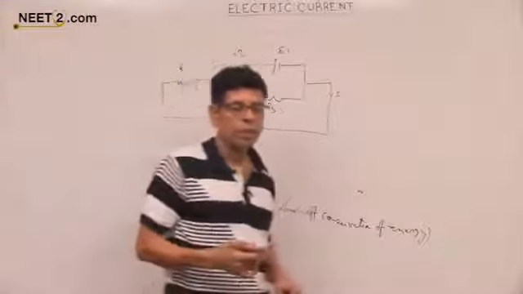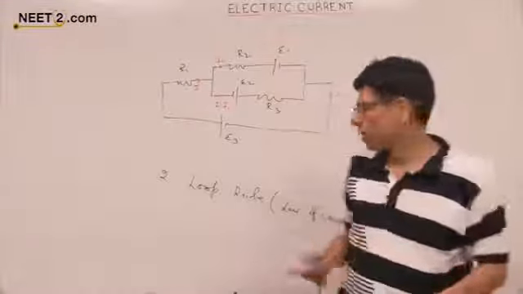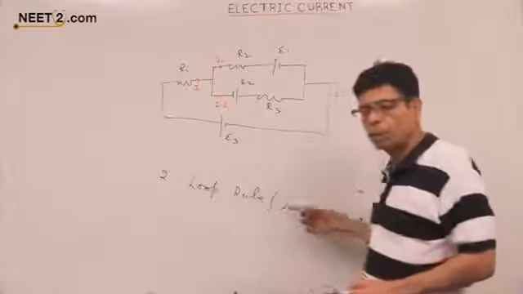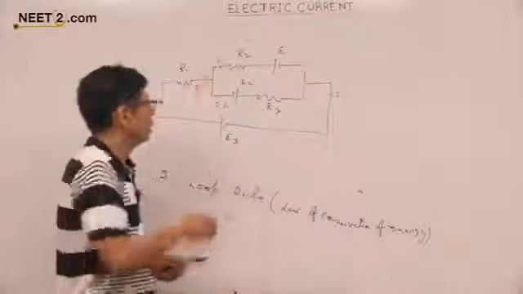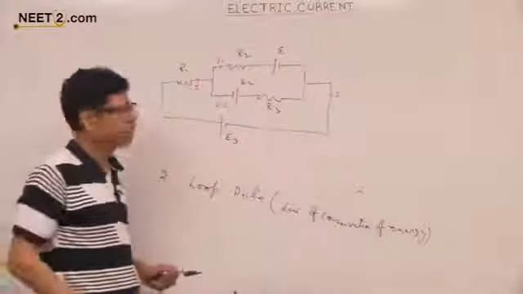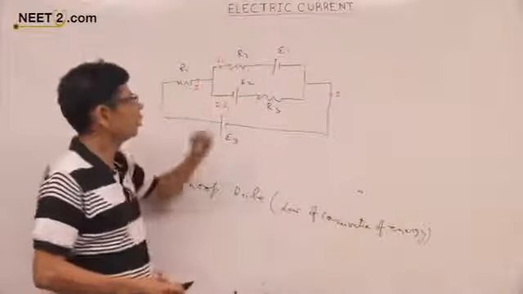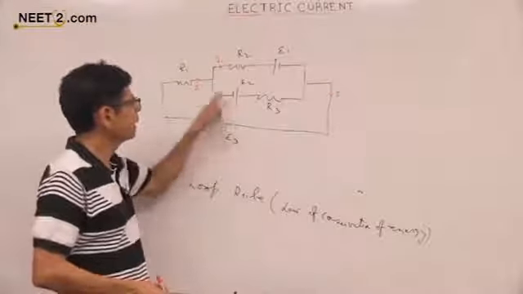These are three equations for three loops, for each of them employing loop rule. I am about to explain to you what this is, but employing loop rule, we'll get an equation. So we'll get three equations, but there are only two unknowns. They are I and I1.